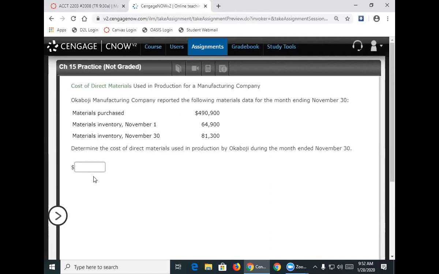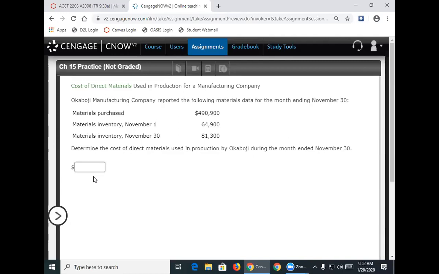They reported the following materials data for the month ending November 30th. So they told us how many materials we purchased. They told us our beginning and ending balance. And it says determine the cost of direct materials used in production. So here, all we're doing is working just in materials. But our difference is we don't know what was used and transferred out. I'll just use my little materials T account here.